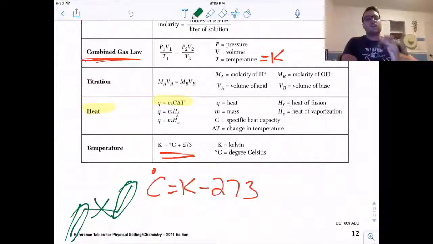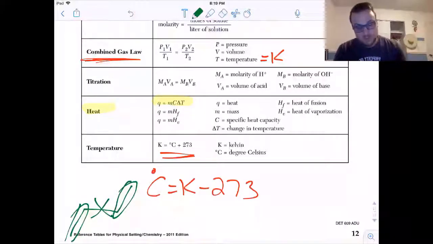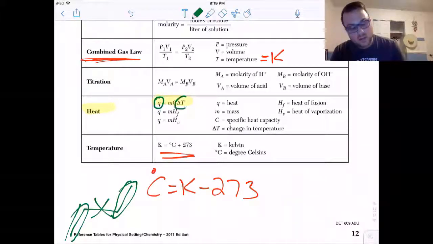Usually, most questions I've seen have you calculate Q, that's like the number one, or something in delta T, where delta T is the change in temperature, aka the final temperature, which I'll abbreviate Tf, minus the initial temperature, which I'll abbreviate Ti.